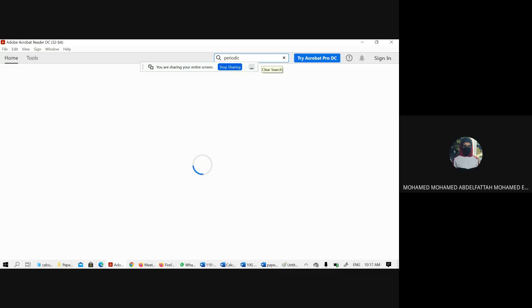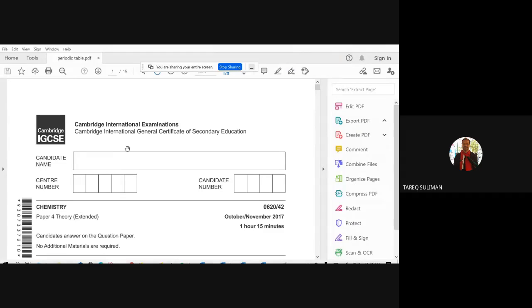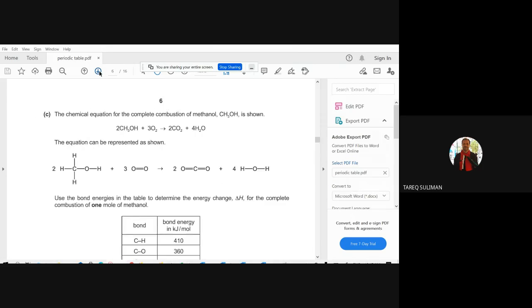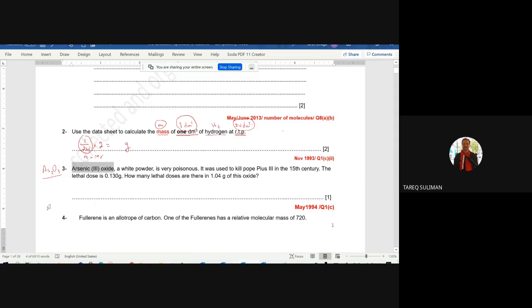Sir, there is a past paper question from 1994. I have all these. So, arsenic is As. As2O3 is very poisonous. It was used to kill Pope Pius III in the 15th century. The lethal dose is 0.130 grams. How many lethal doses are there in 1.40 grams of this oxide? This is easy. How to solve this question?